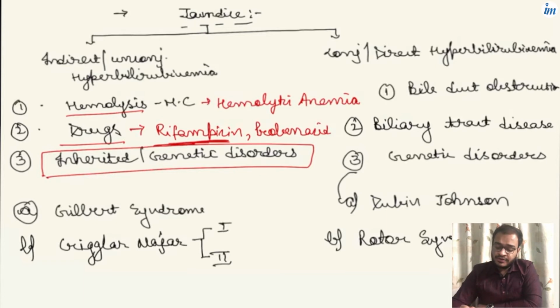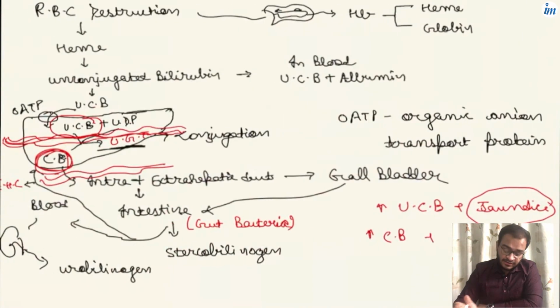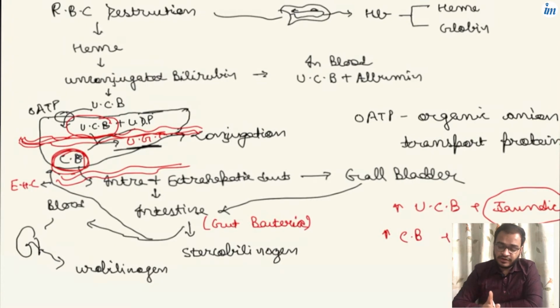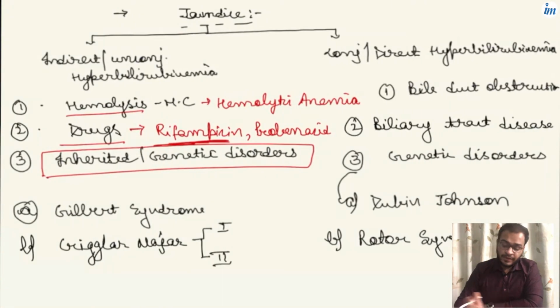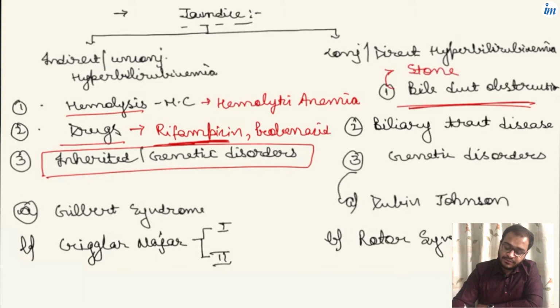Now about conjugated or direct hyperbilirubinemia. Conjugated means the problem or defect is at the level after the formation of the conjugated bilirubin, maybe in the biliary tree, maybe the ducts, or maybe somewhere in the secretion or excretion of this bilirubin. The most common cause in conjugated or direct hyperbilirubinemia is bile duct disorders. First, most common is any stone in the ducts, or maybe malignancy, so that the excretion of the bilirubin is not taking place.